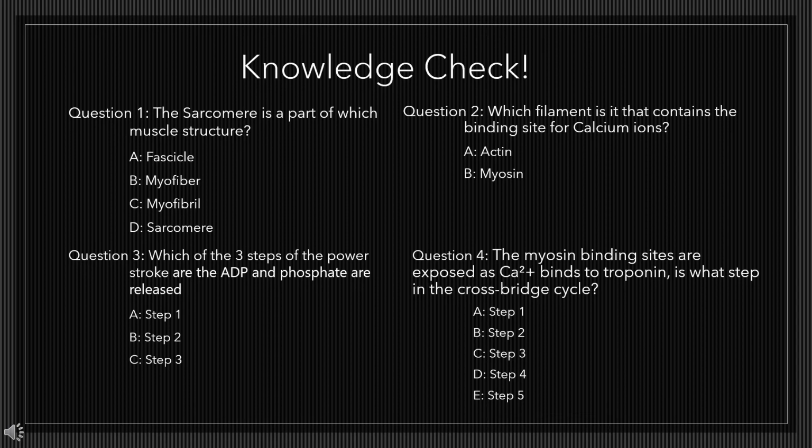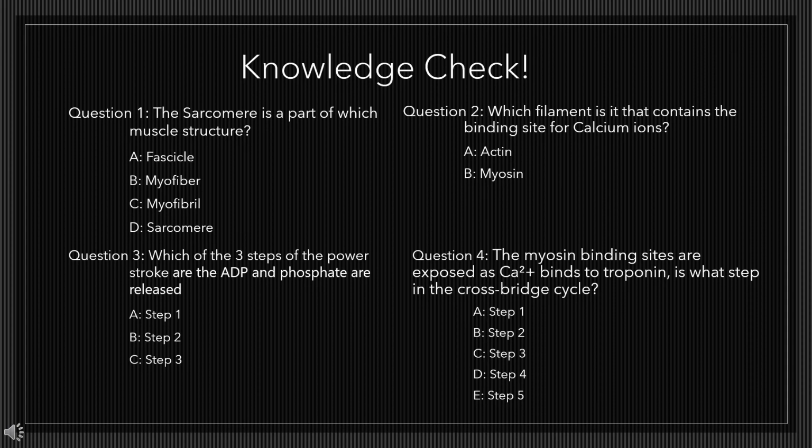Now we've got a pretty good understanding of the previous slides and all the knowledge they had to offer. We will have a knowledge check. This is a totally optional quiz with just 4 questions and the answers on the next slide. We'll begin with question 1. The sarcomere is a part of which muscle structure? A, the fascicle, B, myofiber, C, the myofibril, or D, the sarcomere?